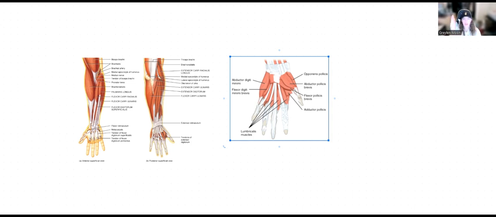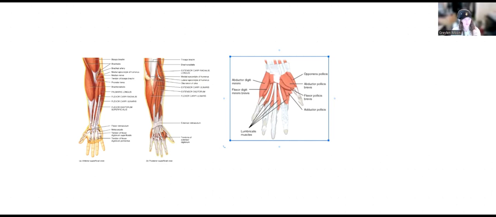Radial deviation. So radial is this way with your thumb. We have our FCR and ECRL or ECRB. And then ulnar deviation, which is this way, right? We have our FCU and ECU.